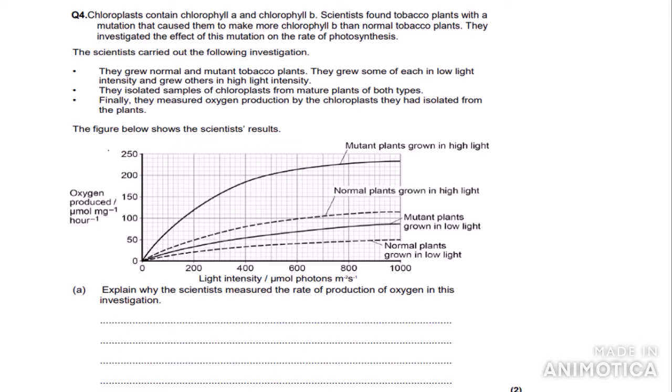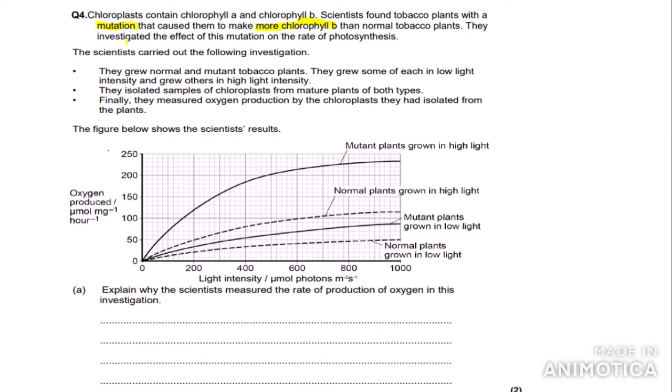Right, so that is it for the content, and now we are going to go through a few exam-style questions. So I'll just get my highlighter out. Chloroplasts contain chlorophyll A and chlorophyll B. Scientists found tobacco plants with a mutation that caused them to make more chlorophyll B, so we can highlight more chlorophyll B, than normal tobacco plants. So the production of more chlorophyll B is caused by a mutation.